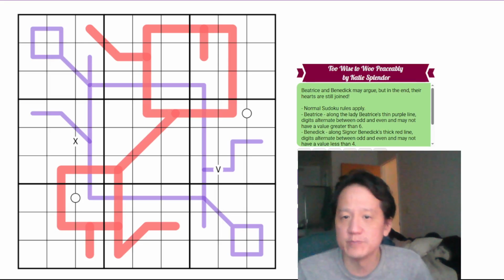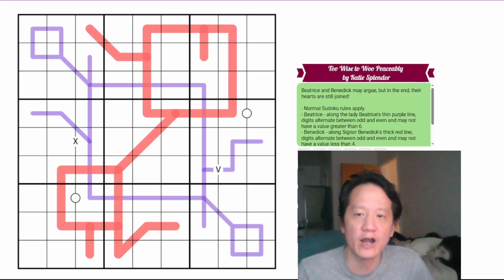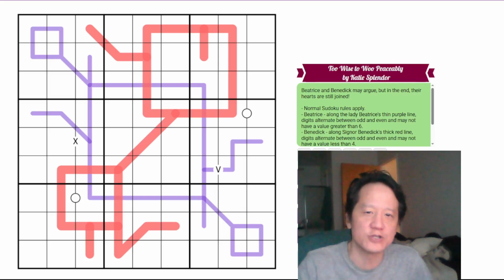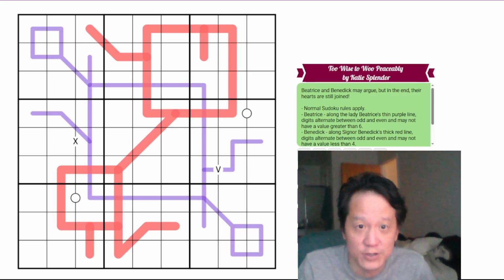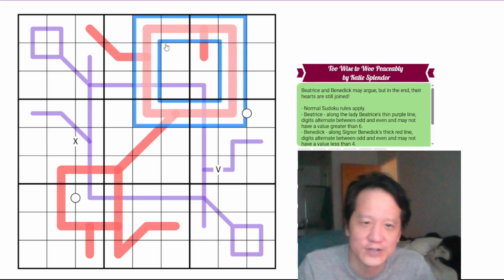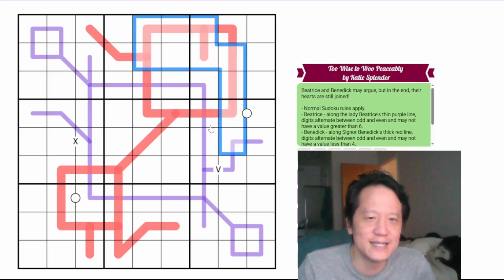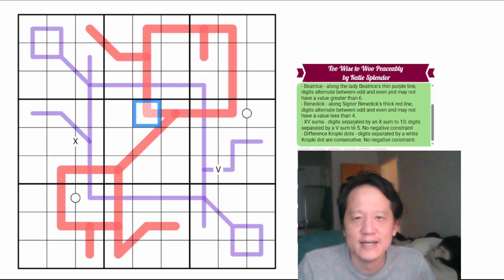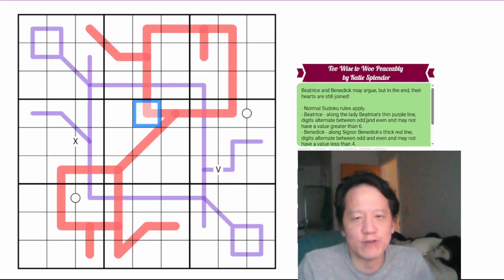Today's very easy puzzle is called Too Wise to Woo Peaceably by Katie Splendor, and it looks like it's a reference to Much Ado About Nothing because it has Beatrice and Benedict in it. And let's read the rules. Beatrice and Benedict may argue, but in the end, their hearts are still joined. And I guess these are their hearts? I'm not sure. Looks like some key-like thing, actually. I don't know. Anyways, let's read the actual rules.